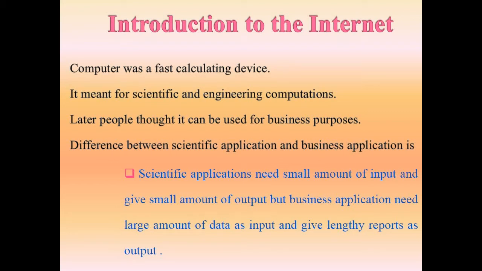We know computer was a fast calculating device. It's used for doing scientific and engineering calculations. Later people thought it can be used for business purposes also. There are two differences between scientific application and business application. The first difference is that the scientific applications need small amount of input and give small amount of output. But business application need large amount of data as input and give lengthy reports as output.